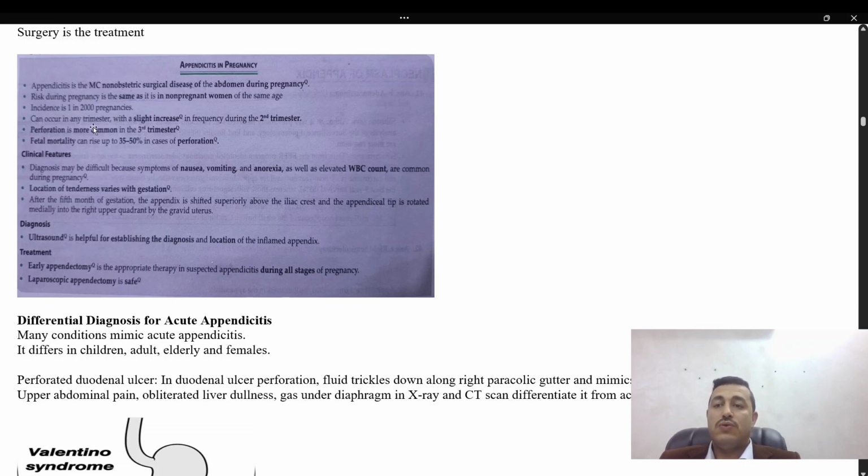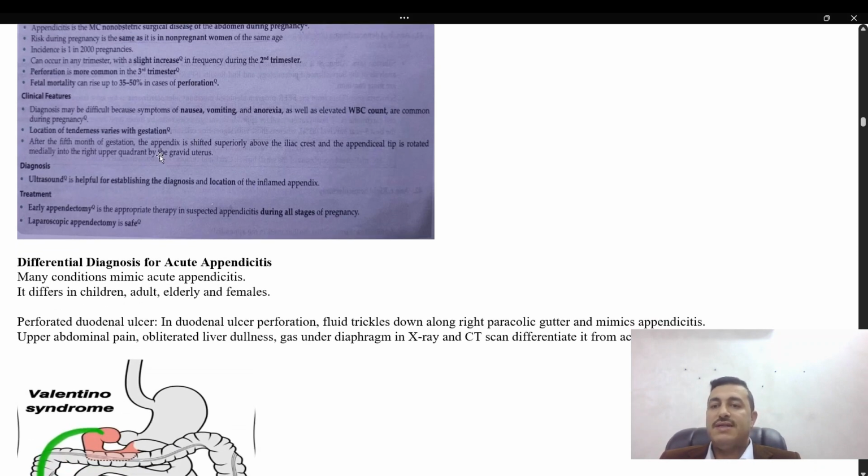The incidence is 1 in 2,000. We said that it occurs in any trimester, but with a slight increase in the second trimester. Perforation is more common in the third trimester. Fetal mortality is 30 to 35 percent if we have appendiceal perforation. The clinical features are the same.